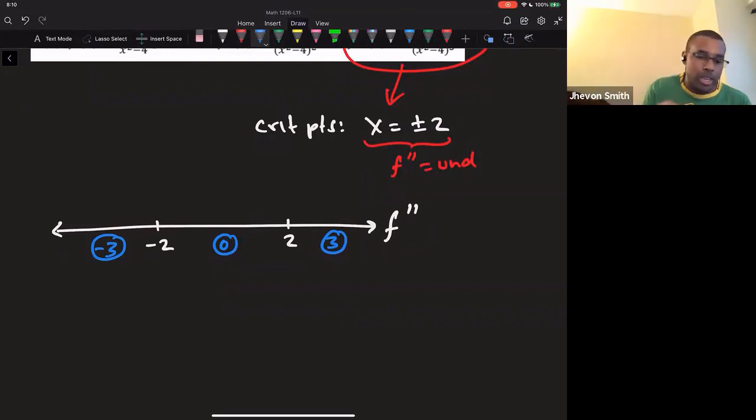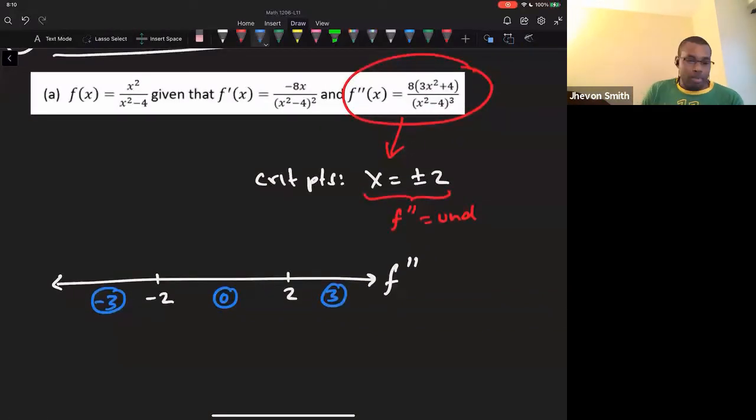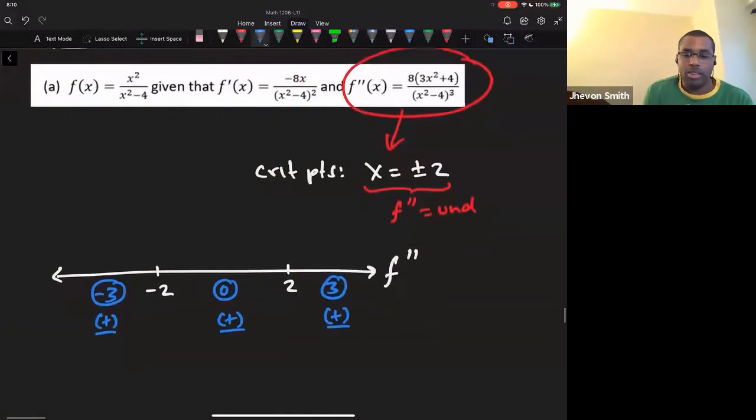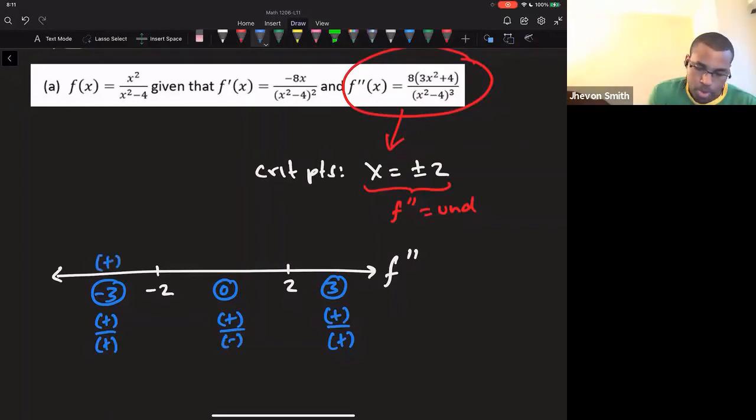And then you do the signs again. This time the numerator is always positive because notice that the numerator is a square plus a positive number. So this is always going to be positive. Now it's the denominator that I care about. If x equals minus 3, x squared is 9 minus 4, that's positive. So it's positive here. Similarly, if x equals plus 3, you would get a positive. In between, like x equals 0, 0 squared minus 4 is negative. You cube that, you get a negative. So that's negative.